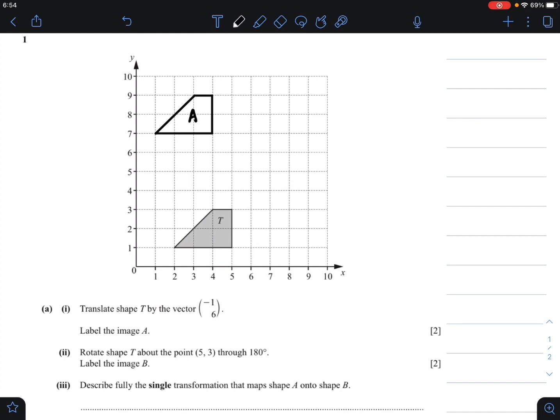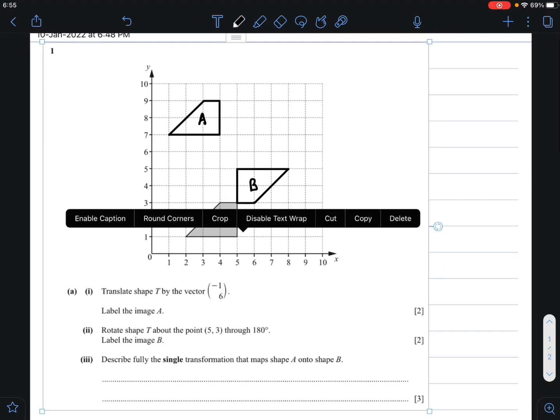After you do this, your shape should come at the coordinates 5,3, that is right here, 6,3, that is here, 8,5, that is here, and 5,5, that is here. So your shape after rotation of 180 degrees will look like this. And they've asked us to label this as B.